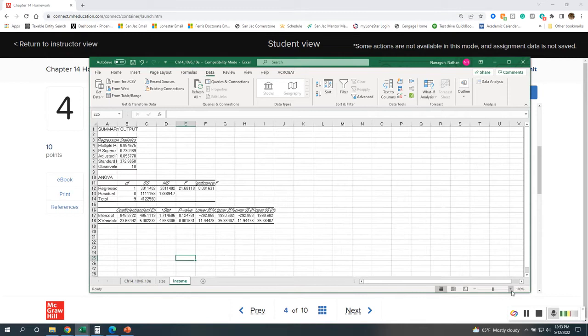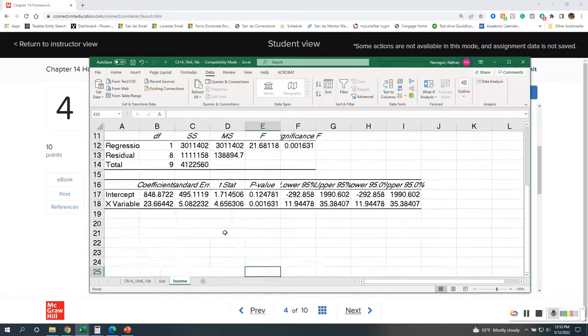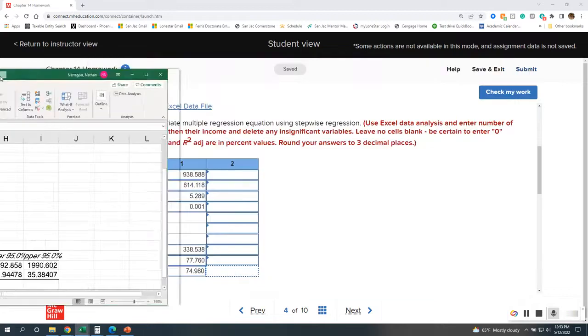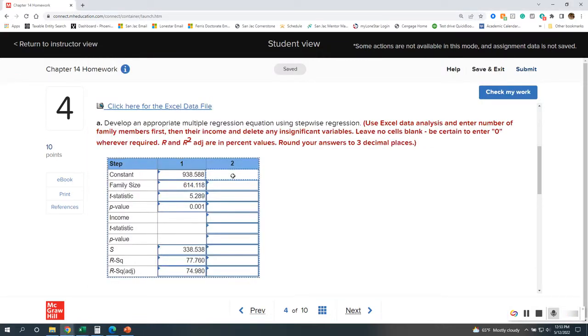So for our income, we're going to do the same thing. Our intercept is 848.8722. Okay.